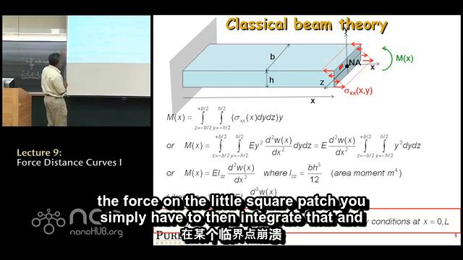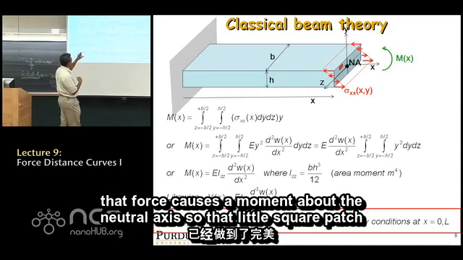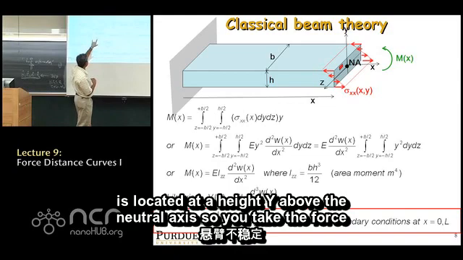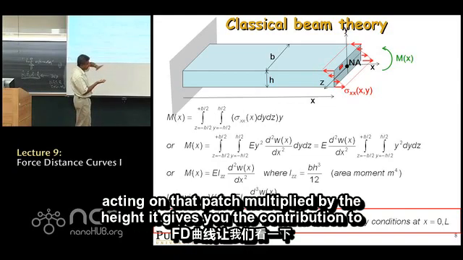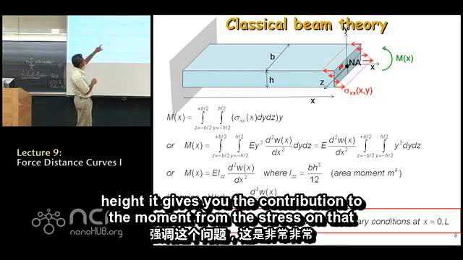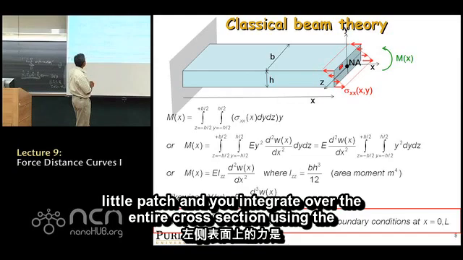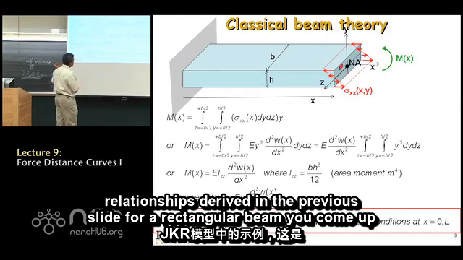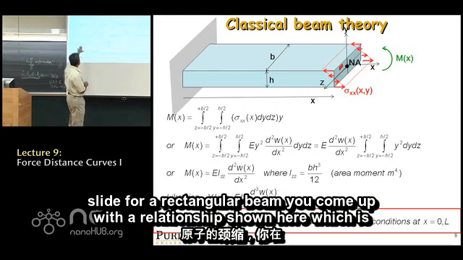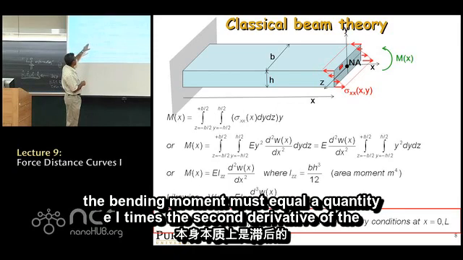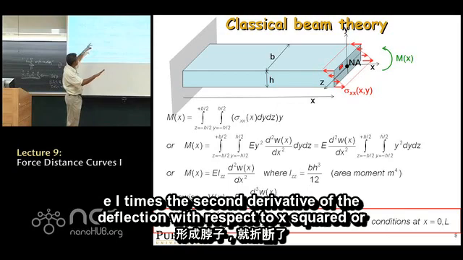You simply have to then integrate, and that force causes a moment about the neutral axis. So that little square patch is located at a height y above the neutral axis. So you take the force acting on that patch multiplied by the height, and it gives you the contribution to the moment from the stress on that little patch. And you integrate over the entire cross-section using the relationships derived in the previous slide. For a rectangular beam, you come up with the relationship shown here, which is the bending moment must equal a quantity EI times the second derivative of the deflection with respect to x.